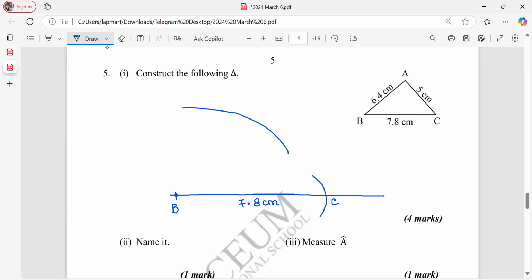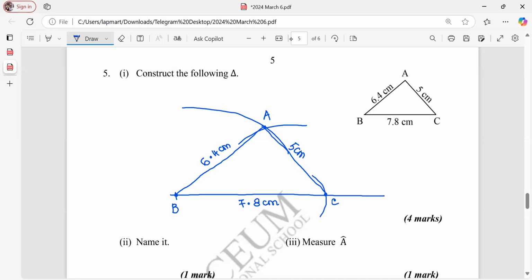Right. So after that, you measure 5 centimeters. And after measuring 5 centimeters, you come here and you draw the 5 centimeter arc. So then the points where they meet each other will be A, and you take the ruler and you join these 2 points like this, right? So here we show 6.4 centimeters, and here we show 5 centimeters, right?